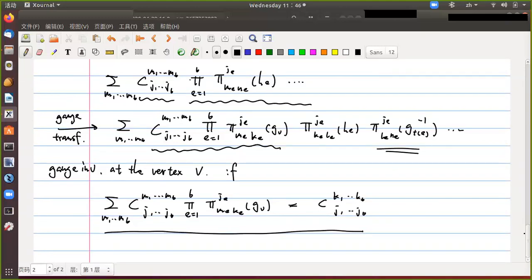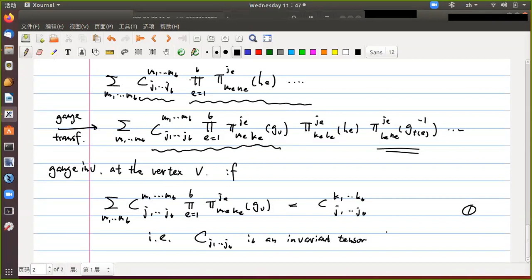Let's call this equation 1. Equation 1 is actually what we call an invariant tensor. This means that C with j1 to j6 is a so-called invariant tensor in your tensor product Hilbert space.